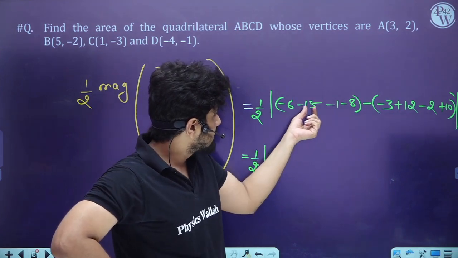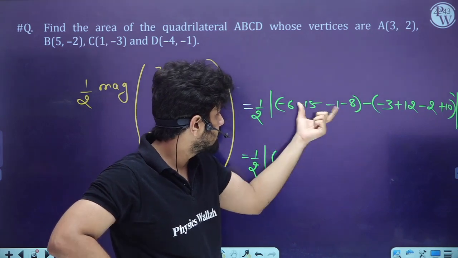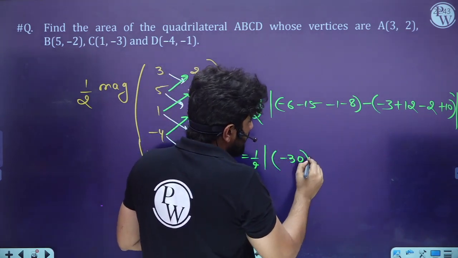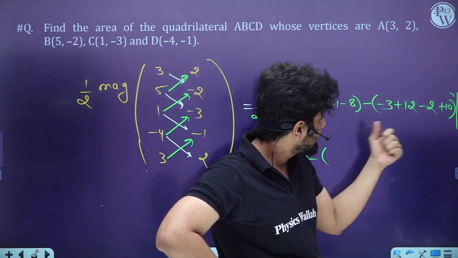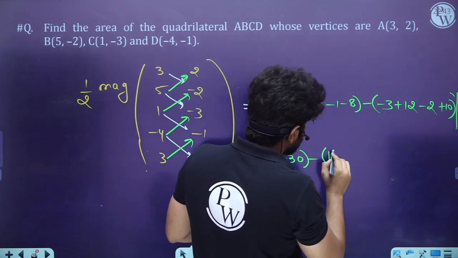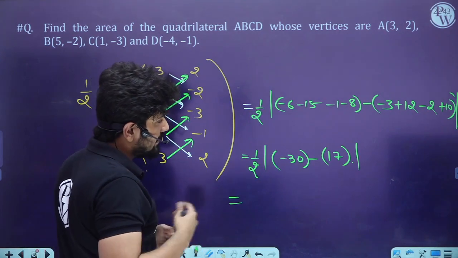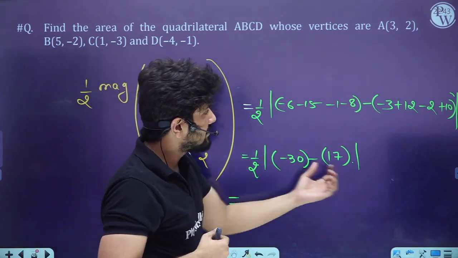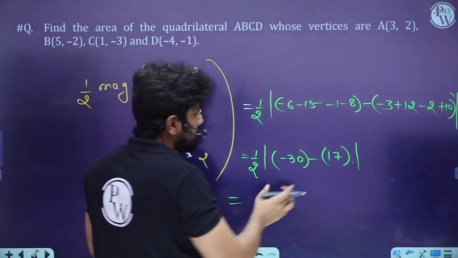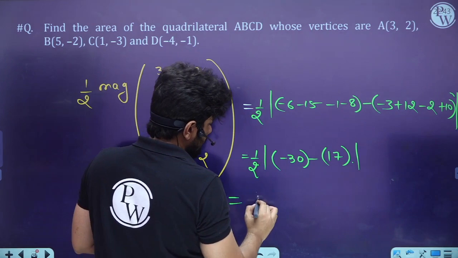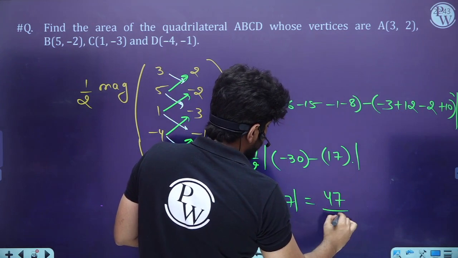-15, -6, see, -8, -6, that will be -14, -1, -15. This all comes out to be -30, minus of, here we have 12 minus 2 plus 10, 10 plus 10, 20, 20 minus 3, 17. Okay. So -30, -17, so they are going to get added up because both of these terms are negative. So -30, -17, that will be -47, and because there's a modulus, half times modulus of -47, and what does modulus do? It makes it positive.